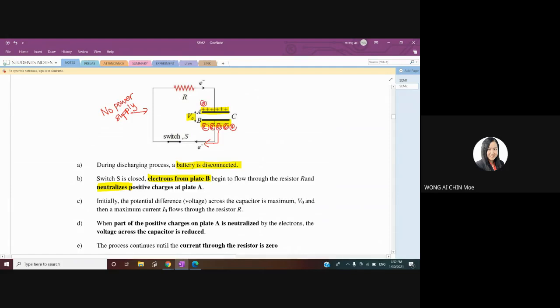to neutralize the positive charge, because positive and negative will neutralize. When it is neutralized, meaning there are no extra charges, the potential difference also decreases. Initially the potential difference across the capacitor is maximum, because positive and negative are separated, and a maximum current flows through resistor R. When the electron flows clockwise, the current flows in the opposite direction, anti-clockwise.